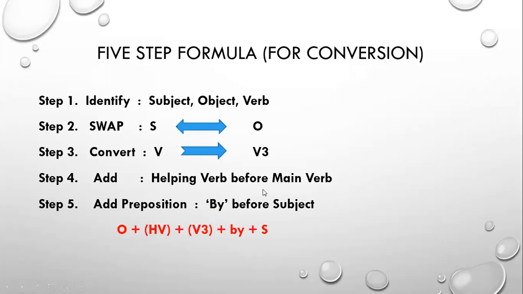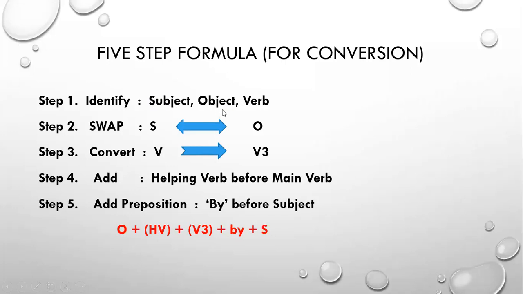Okay. So there is a 5-step formula for conversion. How to convert active into passive voice? There is a 5-step formula. Let's see. Step 1: in the first step, you will identify the subject, then the object, and then the main verb. You just have to identify these three things: subject, verb and object.